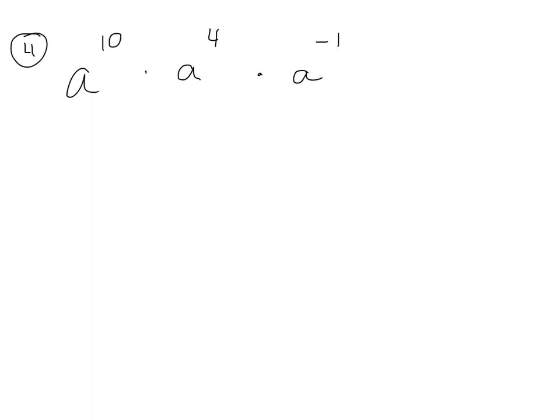Okay. Alright, so hopefully you recognize that even though we're not dealing with numbers as our bases, these are all the same base, right? A is the base of this power, A is the base of this power, A is the base of this whole power. So we know that we're going to keep our base, right? Now what do we do to those exponents if they have the same base? Add them. So I'm taking 10 plus 4 plus negative 1.